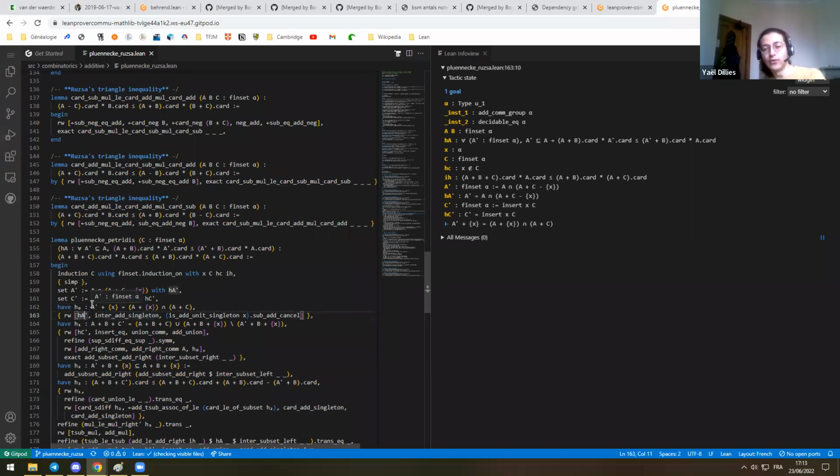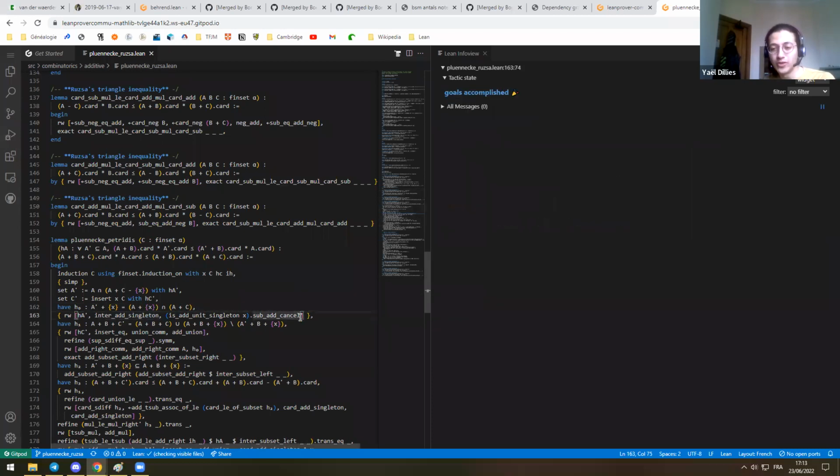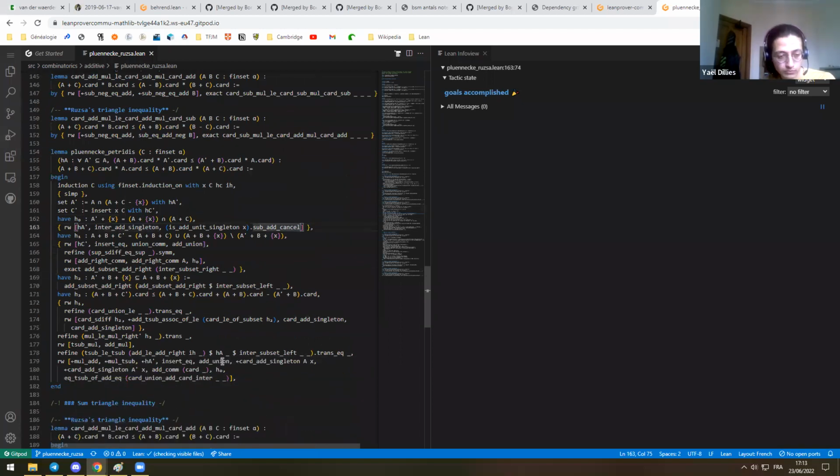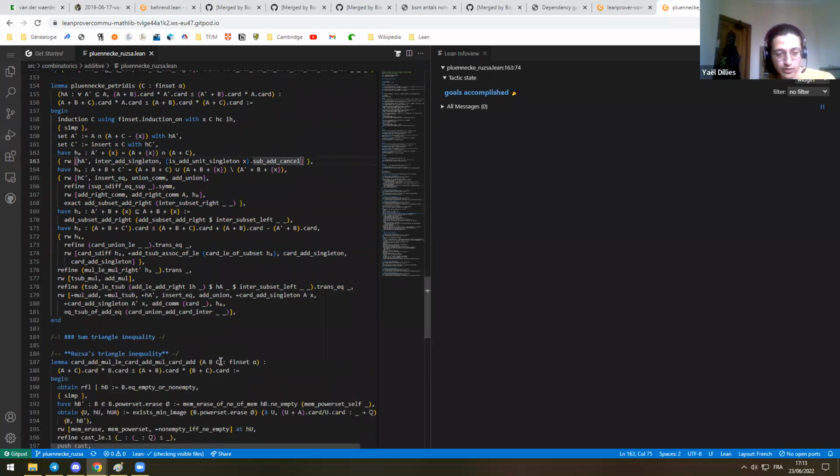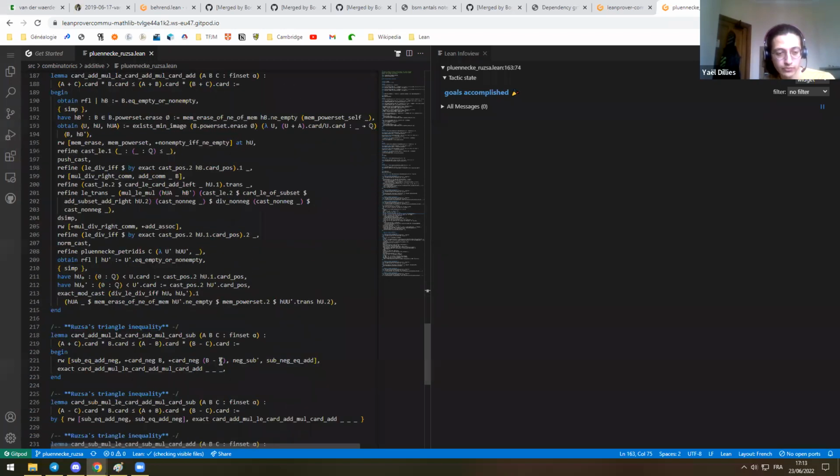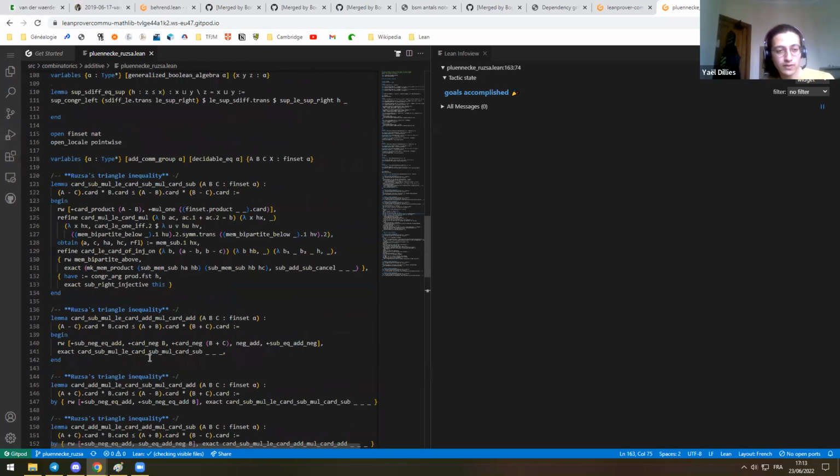And if you look at the info view, the calculation is literally what I wrote down, and it follows it verbatim. And this is the one calculation I wrote down. And now I'm deriving the other triangle inequalities from the first one. So this is the first one.